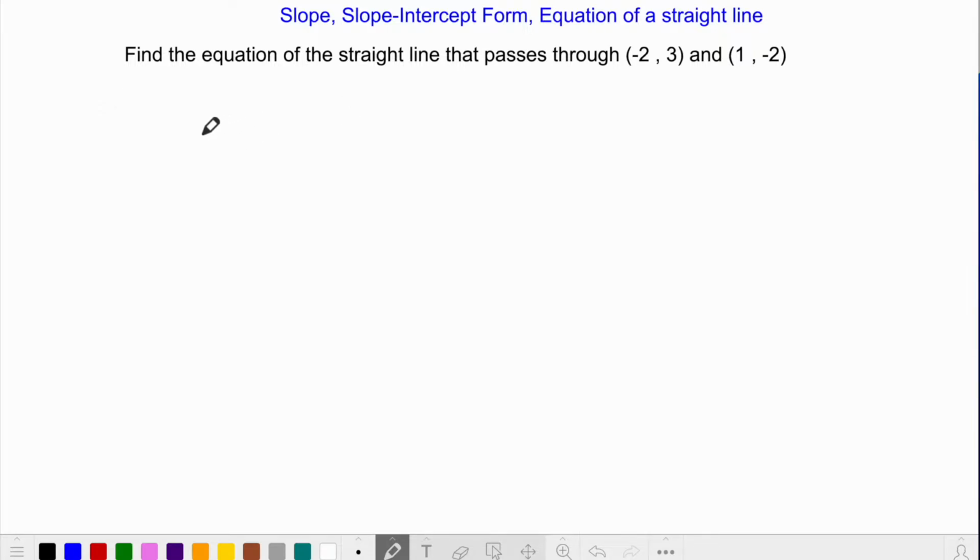In order to find the equation of a straight line, we can use the slope-intercept form, and that is y equals mx plus c. So we're going to use this equation to find the equation of the line that passes through (-2, 3) and (1, -2). Let's name (-2, 3) as point A, and point B will be (1, -2).